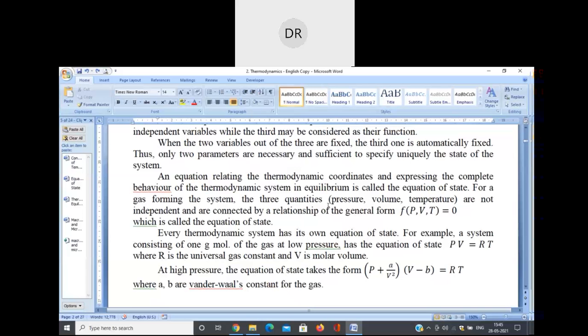Why do we deal with thermodynamic equilibrium? Now I have a question. Why do we deal with thermodynamic equilibrium? In some cases there may be thermal equilibrium. In other cases there may be chemical equilibrium. In others there may be mechanical equilibrium.